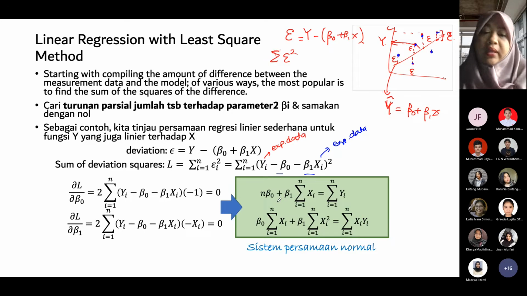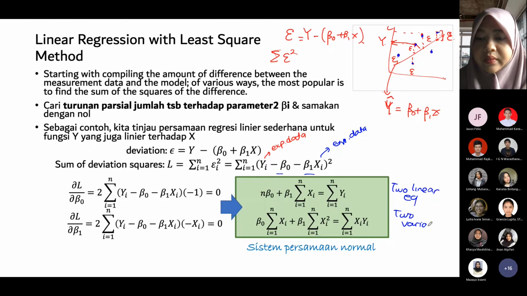Up to this side, it's actually pretty easy, because here we have beta 0 and beta 1, and then this is a number, angka, a number. This is also a number, this is a number, and this is a number. So you will have two linear equations and also two variables. There's the first equation, this is the second equation, and the variables are beta 0 and beta 1 that you don't know and you want to know.